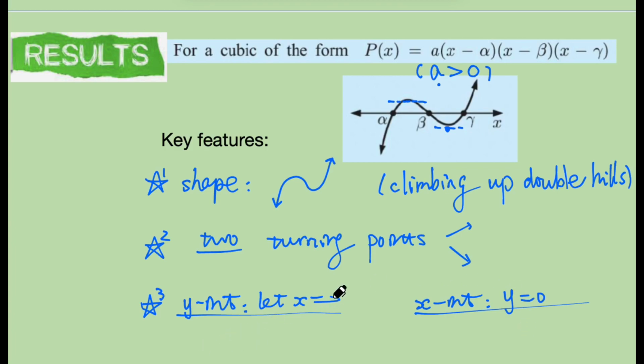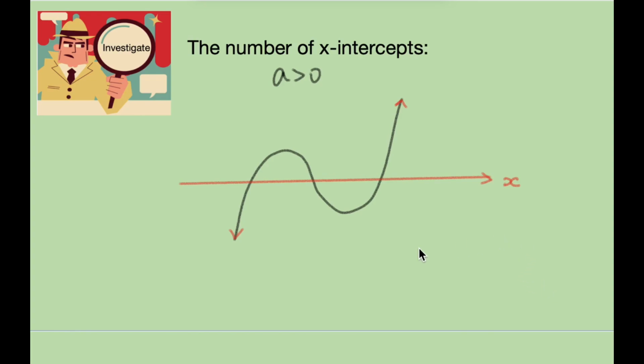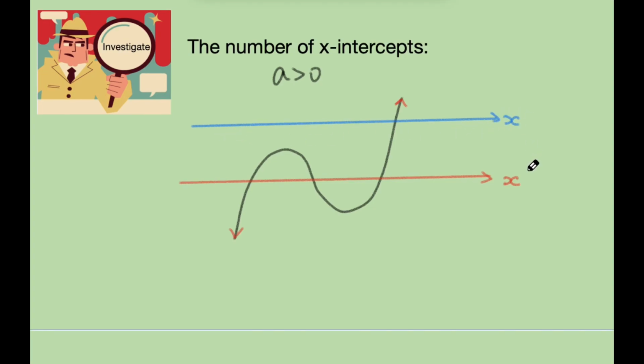For the y-intercept, we just let x be 0. For the x-intercept, we let y equal 0, but it is in the factorized form, so we can get the x-intercepts directly, which are alpha, beta, and gamma. For the shape like this, it's like climbing up double hills. We can see there are 3 x-intercepts, but we may have different numbers of x-intercepts. For example, in this situation, there is only 1 x-intercept, which is here.